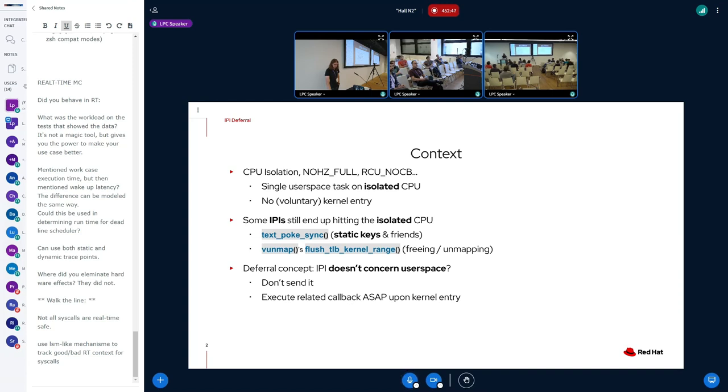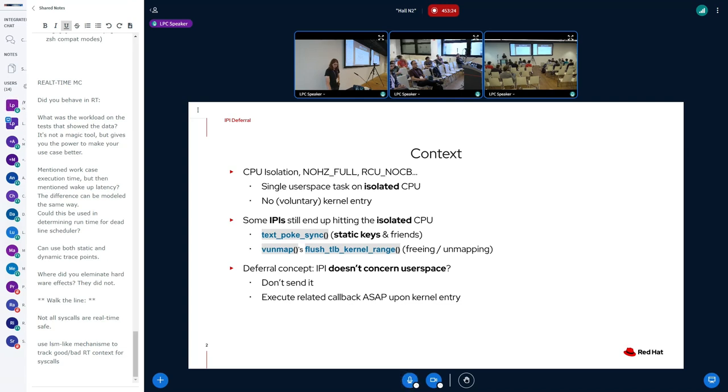Now, unfortunately, when you look at that, you can still end up getting IPIs sent to the CPUs, and that comes from work that's happening on the housekeeping CPUs. So we have, in a way, an isolation break. And the two I'm interested in are, first of all, for x86, when you patch kernel instructions, you end up sending IPIs to do a synchronization for that. So static keys, for instance, are going to be the main culprit here. And also, when you do a TLB flush for addresses in the kernel range, you can end up sending IPIs to these CPUs.